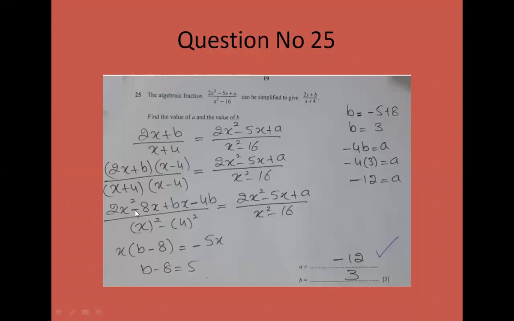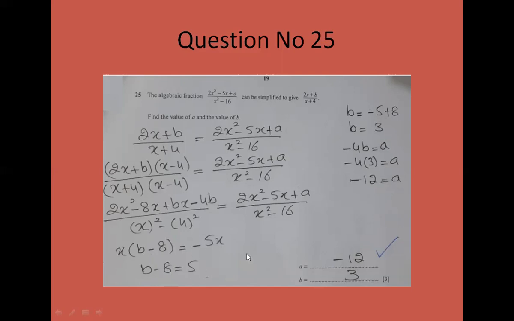So when you multiply these two brackets, you get 2x squared minus 8x plus bx minus 4b, divided by x squared minus 4 squared. This is equal to this thing. So you can see these denominators are exactly the same now. It means whatever the coefficient of x squared here and x squared here, they will be equal. The coefficient of x here is b minus 8. The coefficient of x on this side is minus 5. So I can compare the coefficients of x on both sides because both sides are equal. So I will have b minus 8 equals minus 5.